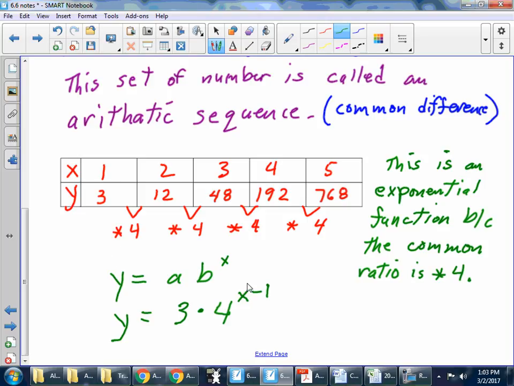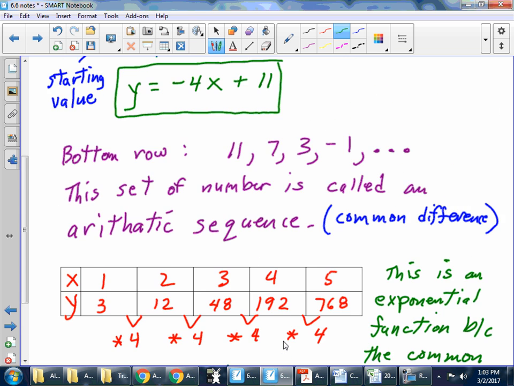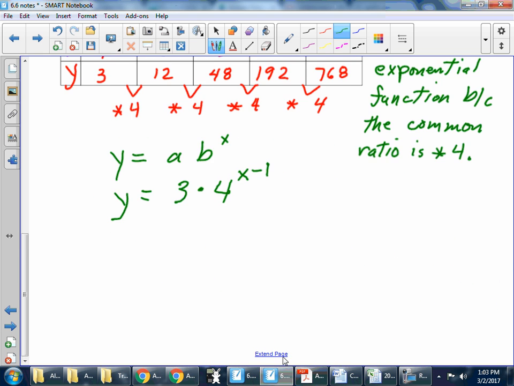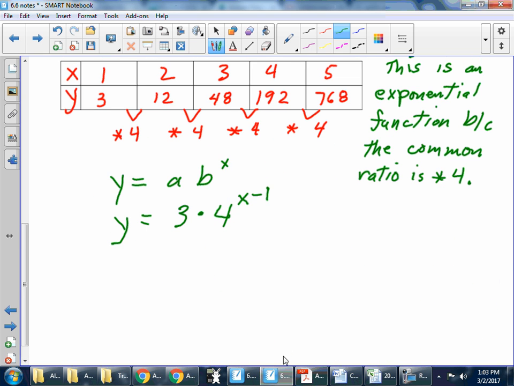The main point here is that this is exponential. And just as we had arithmetic that went with linear, we have something that goes with exponential. Okay? And here we go.